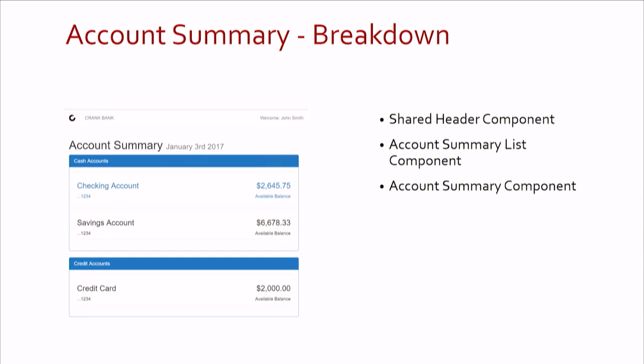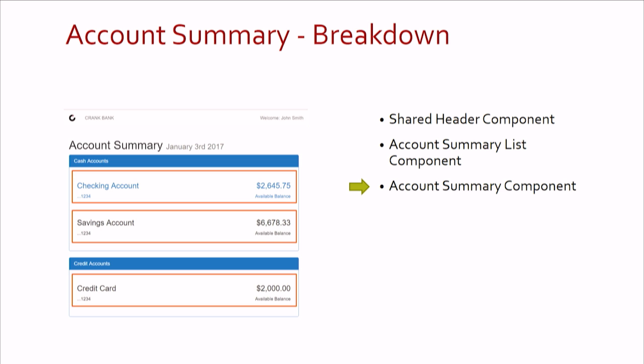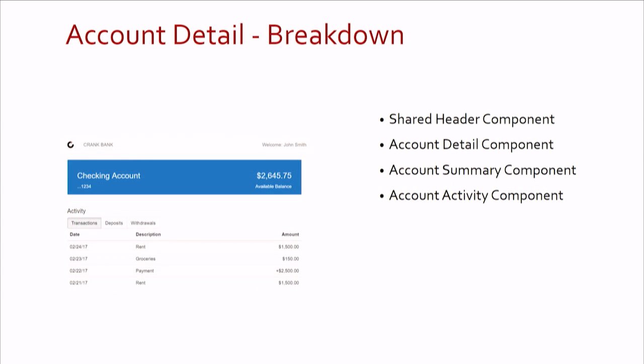If I look at the account summary page, we can break this down into a number of components. We have a shared header component that we're going to use across both of our pages. We have an account summary list component that is going to hold a number of instances of the account summaries that are going to show a summary of each of the accounts, such as a checking account, saving account, and so on. If we also look at the account detail, we can see that this breaks down in a similar fashion. We have a shared header component. We have an account detail component. We're actually going to reuse our account summary component from elsewhere, and we're going to have an account activity component.